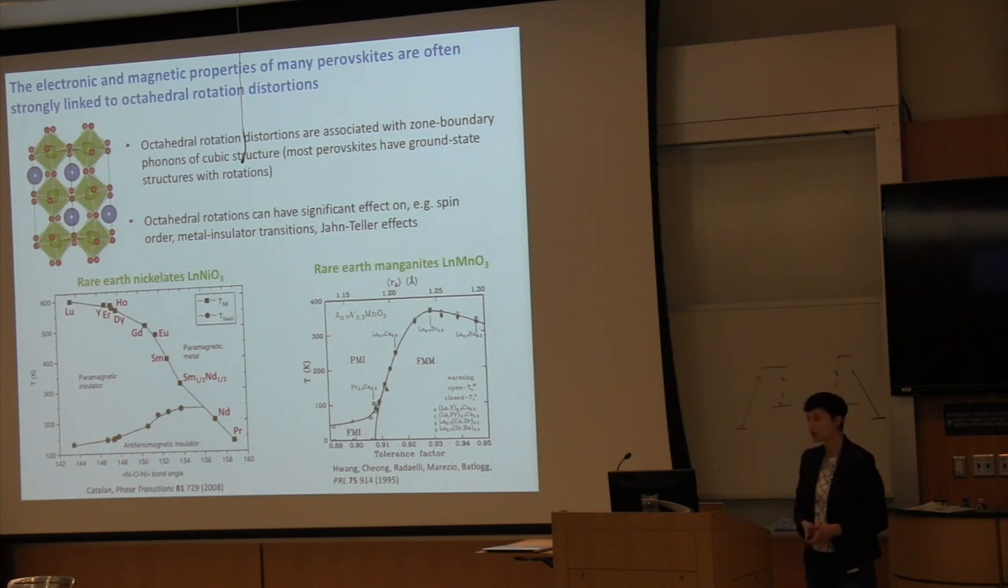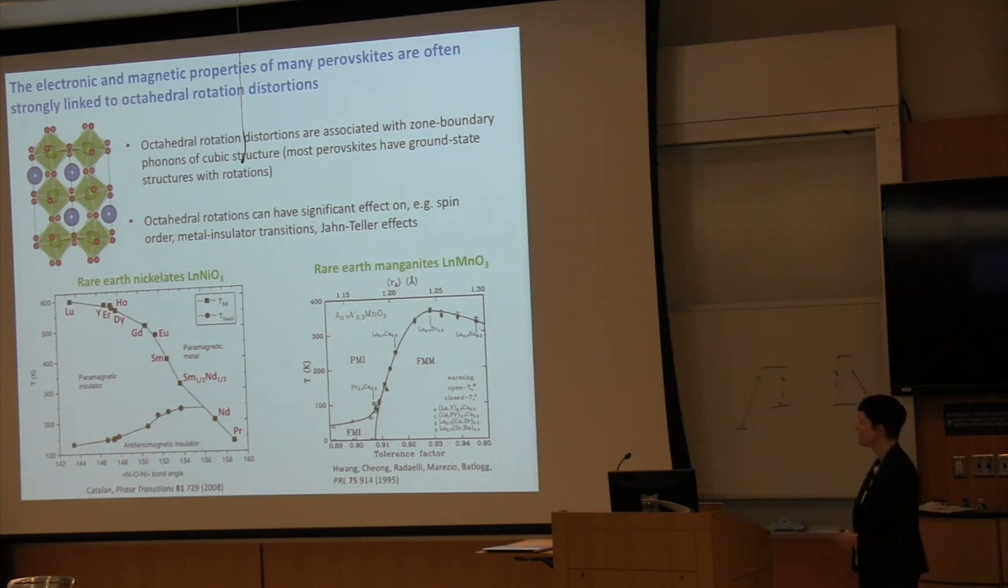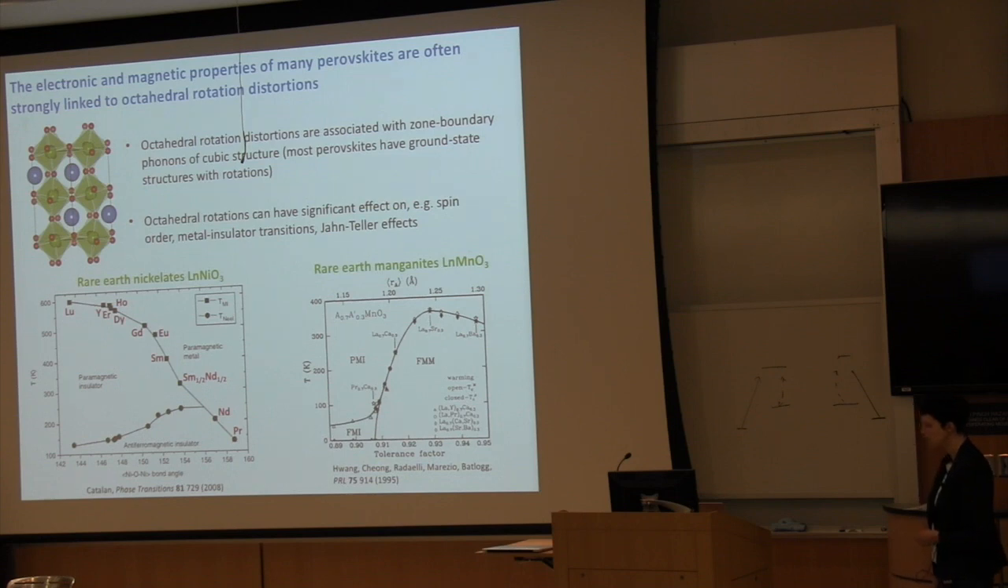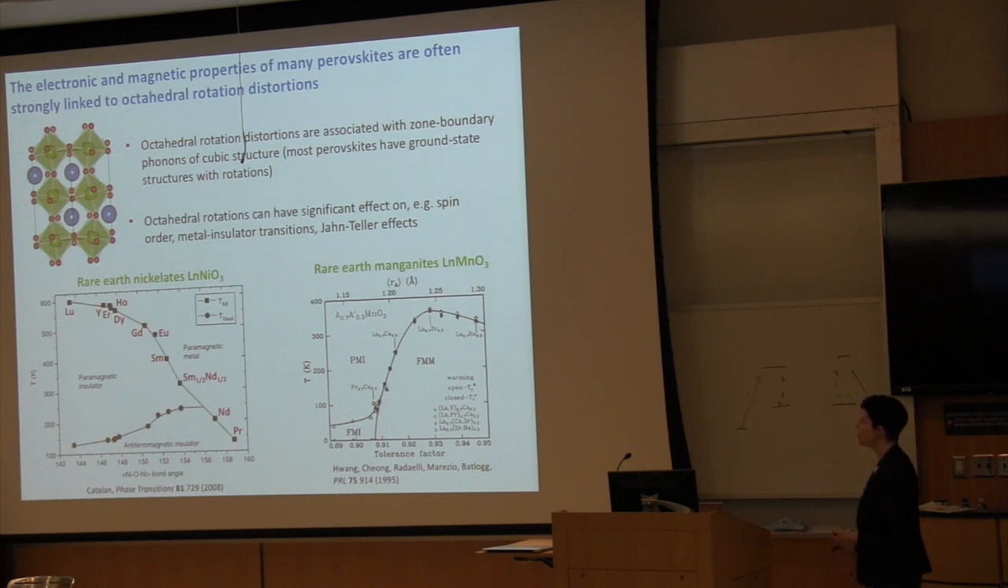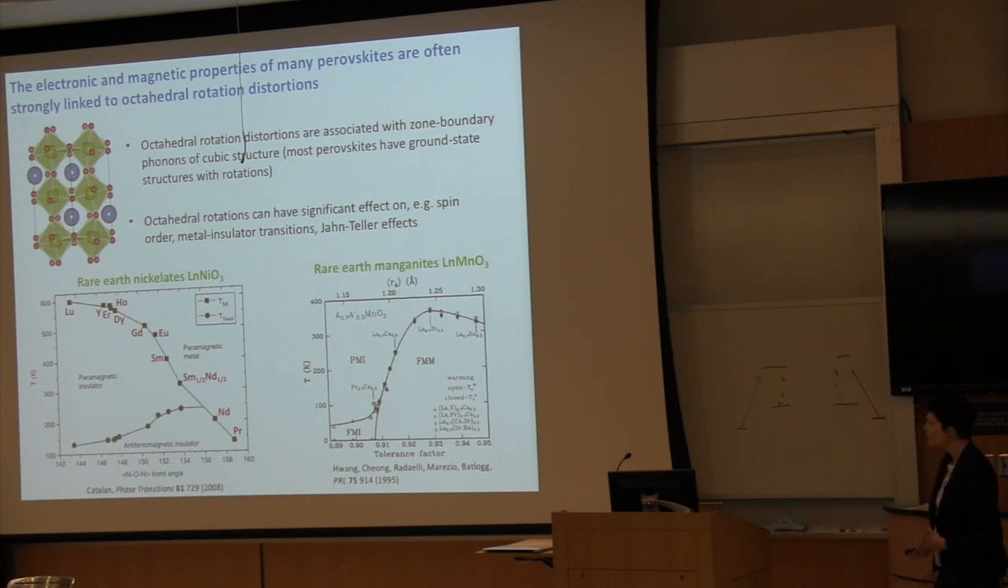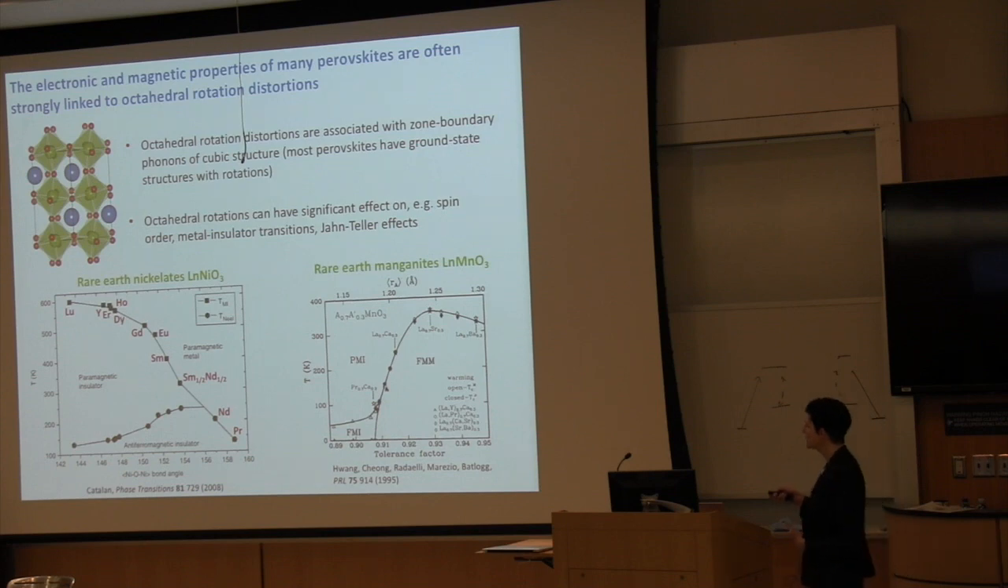And probably the most well-known or well-studied examples of these zone boundary structural distortions in perovskites involve these so-called rotations or tilts of the transition metal octahedra. As an example of how these kinds of modes couple to properties, the rare earth nickelates go from being paramagnetic metals to antiferromagnetic insulators to paramagnetic insulators as a function of the radius of the A site cation.